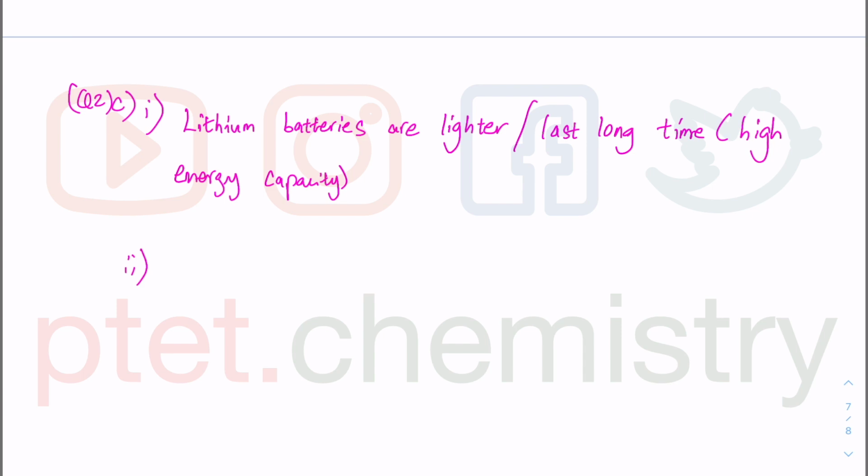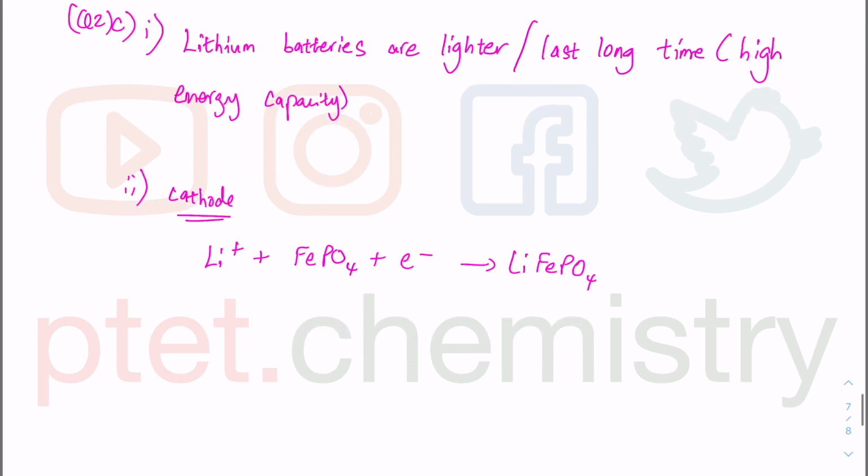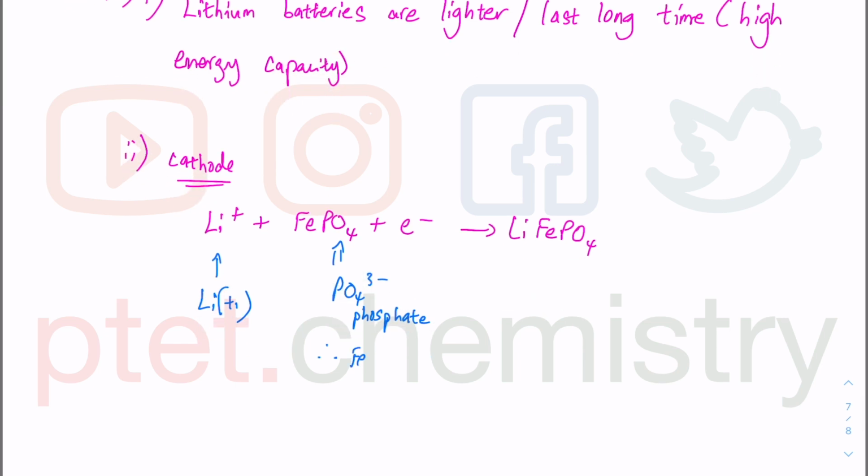What do we have? We have a change in cathode. So we want the change in oxidation number at the cathode. So the cathode half equation is Li plus FePO4 plus electrons giving you LiFePO4. So what do we have here? We have the lithium ion, which is lithium plus 1, and then we have phosphate, which is PO4 3 minus. This is an anion. You will have heard of phosphoric acid, one of the reagents from AS level organic chemistry, H3PO4, because this is PO4 3 minus, which means this is Fe3 plus, which means this is iron plus 3.